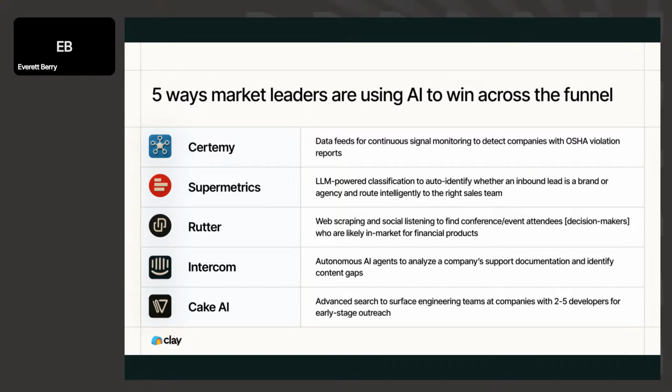But Intercom is a Clay customer that is looking for a richness of documentation and FAQ sites within their prospects, and they need that because their agent is able to train on those documentation sites, and their customer support agent works the best when a company already has a fairly rich set of documentation. Prospects that don't have that probably need to use some of Intercom's other products to build that out first before they can leverage some of the AI tools.